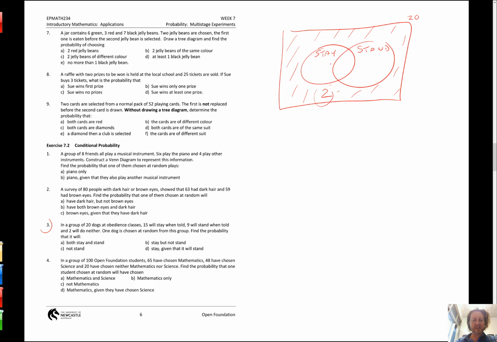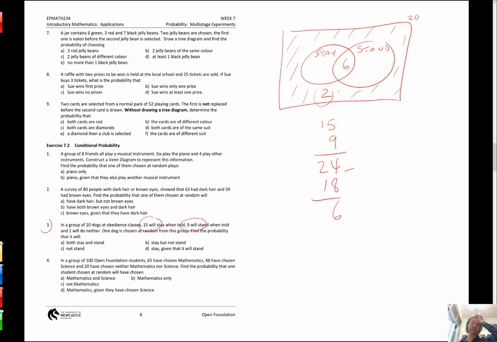But how many stayers are there? 15. How many standers are there? 9. So we've got a total there of 24, but I've only got space for 18. This is from last week. We find out the overlap. How many too many do I have? Here I've got 6 too many. I'm trying to fit 24 dogs where I've only got space for 18. That means 6 must have the ability to do both. When we counted the 15 stayers and the 9 standers, 6 dogs must have done both. That's why I've got 6 too many.